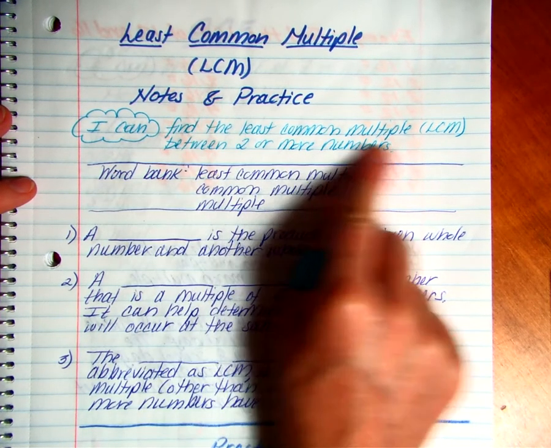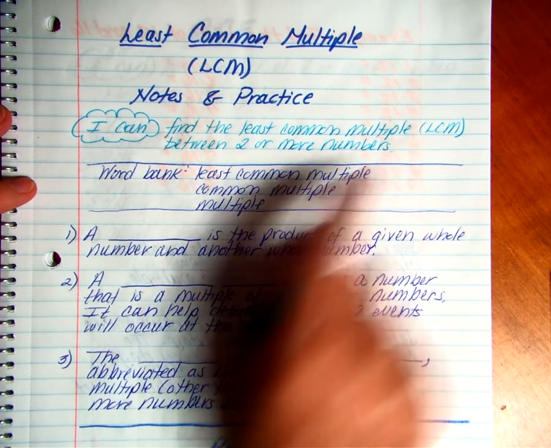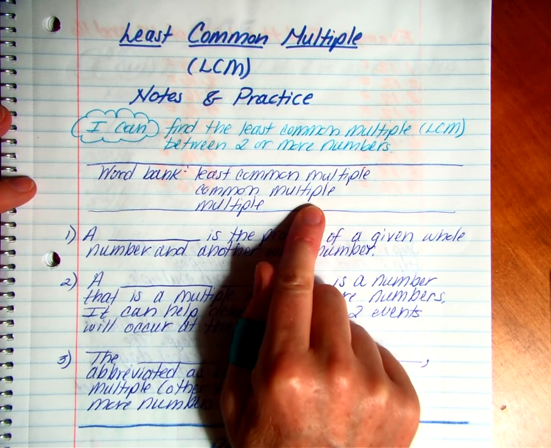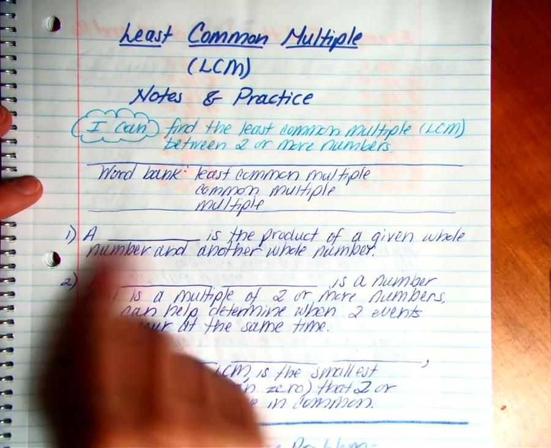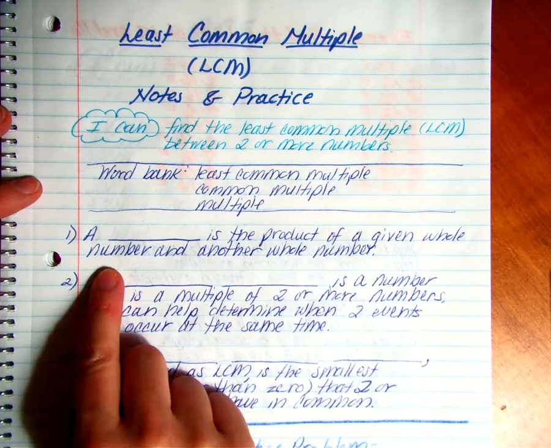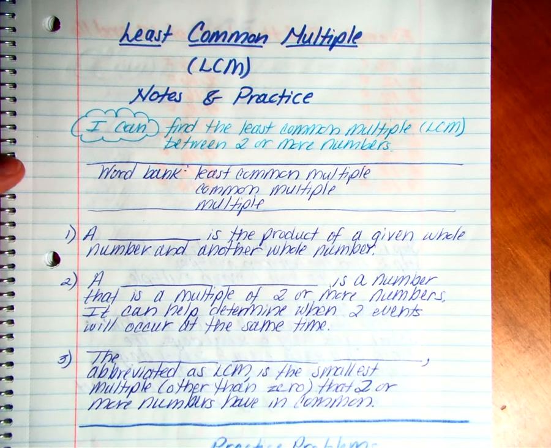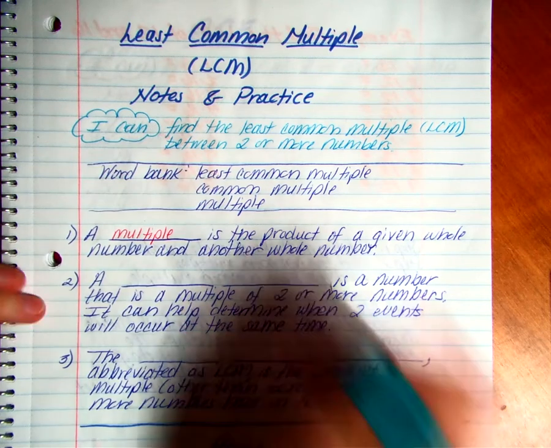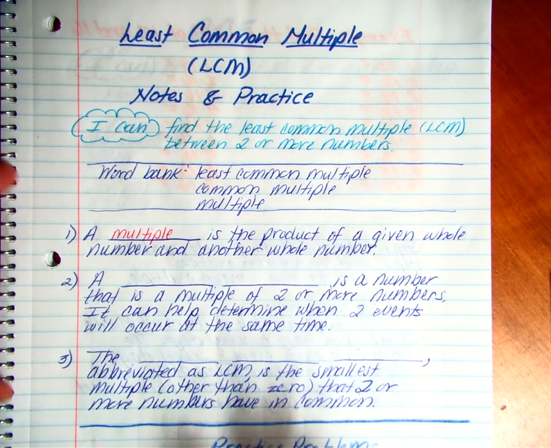I can find the least common multiple, LCM, between two or more numbers. Our word bank includes least common multiple, and multiple. A blank is the product of a given whole number and another whole number. A multiple is the product of a given whole number and another whole number. Check.